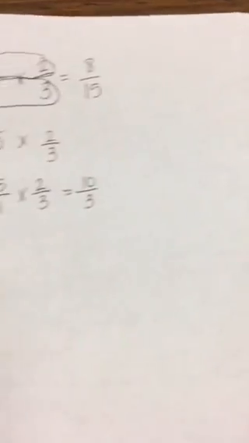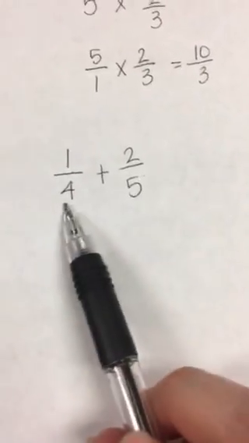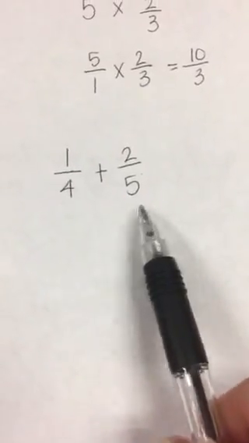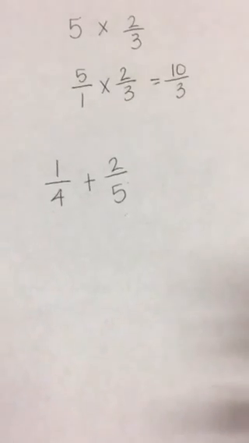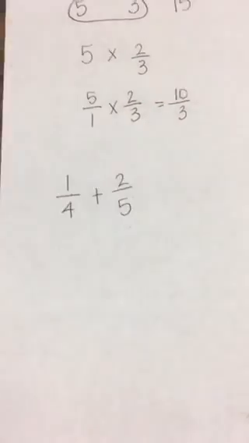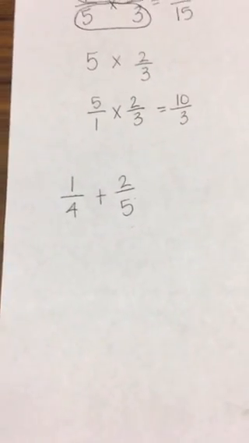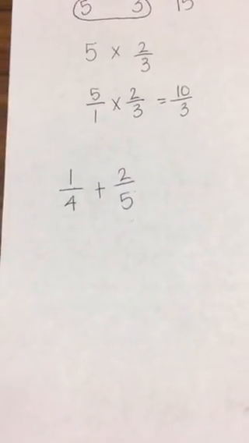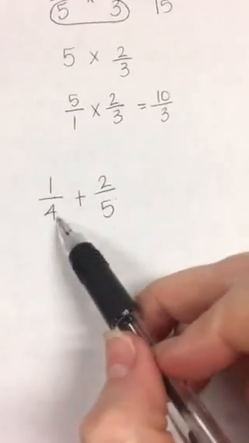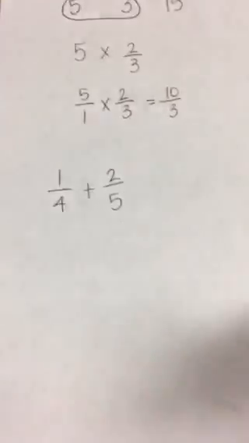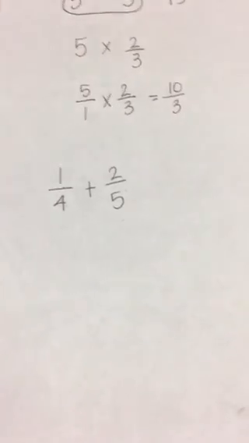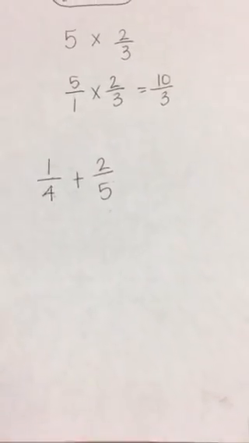But what happens if they have different denominators? I can't simply add 1 and 2 because I have different denominators. So we have to use something called a common denominator. Typically, you try to find the least common denominator or the lowest common denominator by finding the least common multiple of your two denominators. But if you can think of any common denominator, you can use it because it's going to make it easier for you.